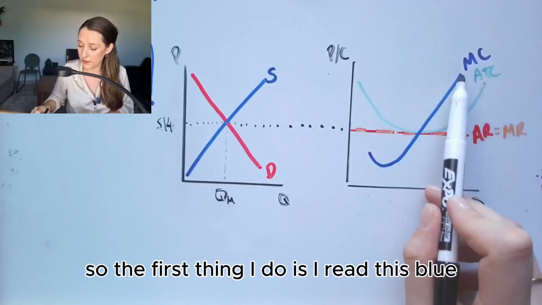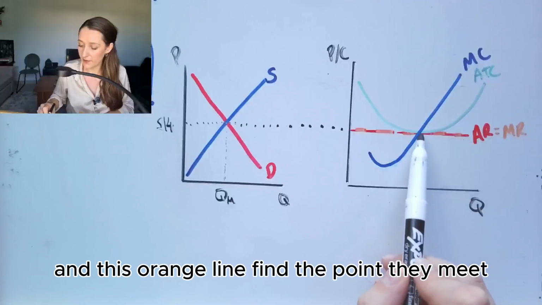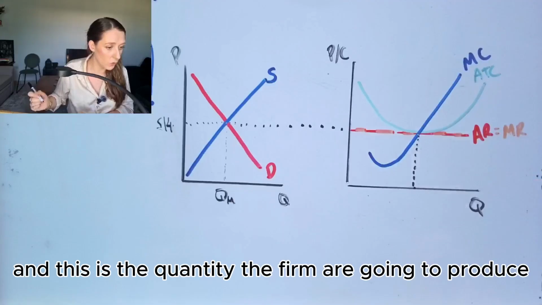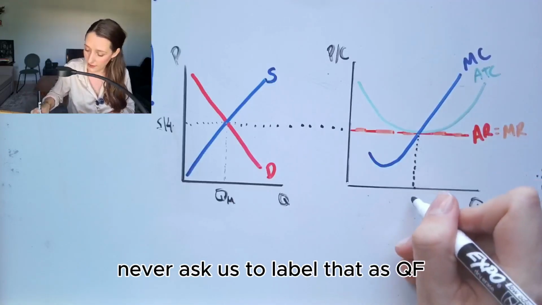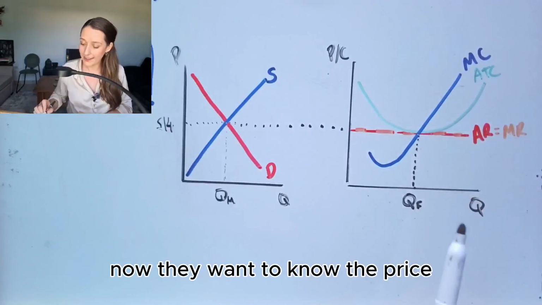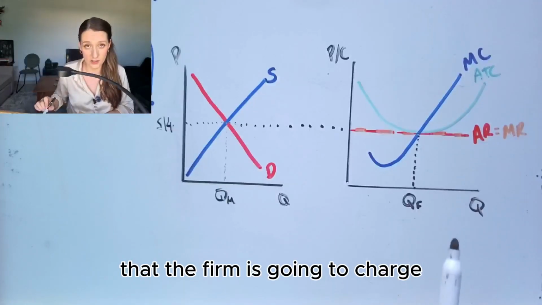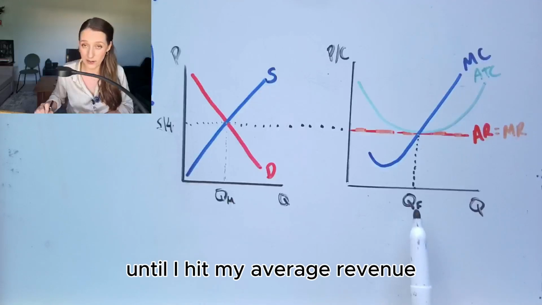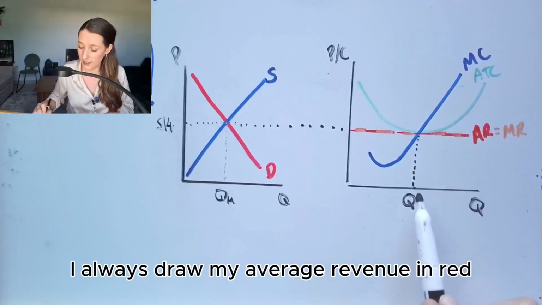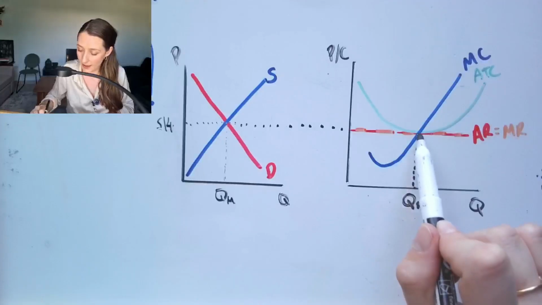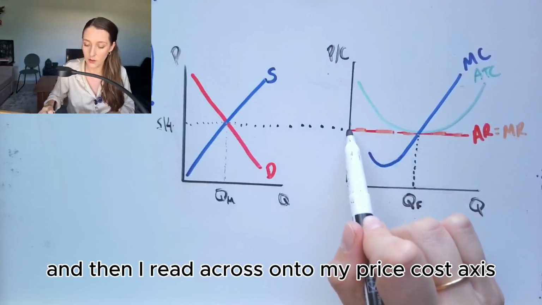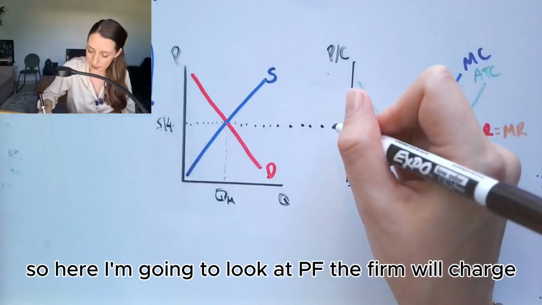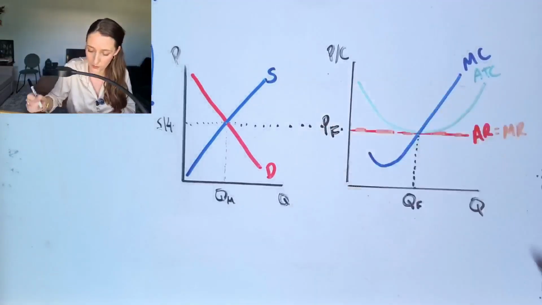So the first thing I do is I read this blue and this orange line, find the point they meet. From there, I go down, and this is the quantity the firm are going to produce. They've asked us to label that as QF. Now, they want to know the price that the firm is going to charge. I'm going to read up from my quantity until I hit my average revenue. I always draw my average revenue in red, so I'm going to go up till I hit the red line, and then I read across onto my price cost axis. So here, I'm going to label that PF. So it's the price the firm will charge.